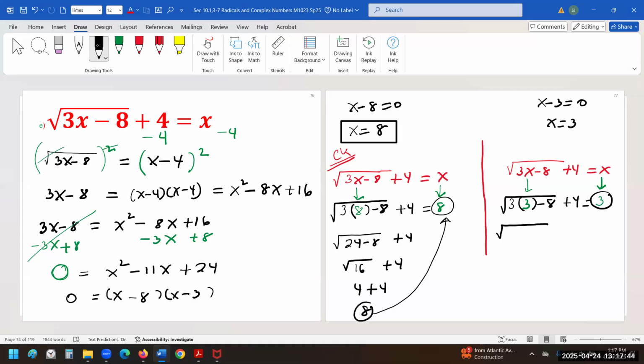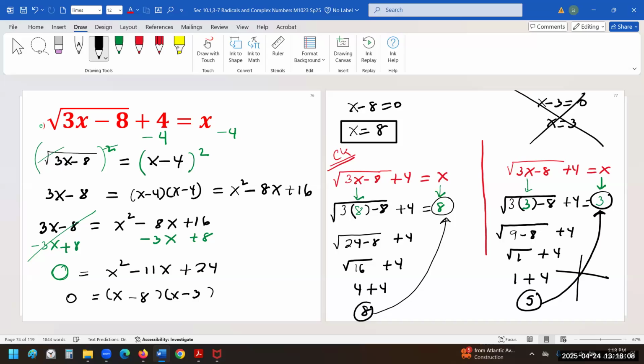How about the next one? 9 minus 8 plus 4, which is 1. And what is the square root of 1? And what is 1 plus 4? 5. Do we have the same thing? No. So can we accept x equals 3? The only solution we have is 8.